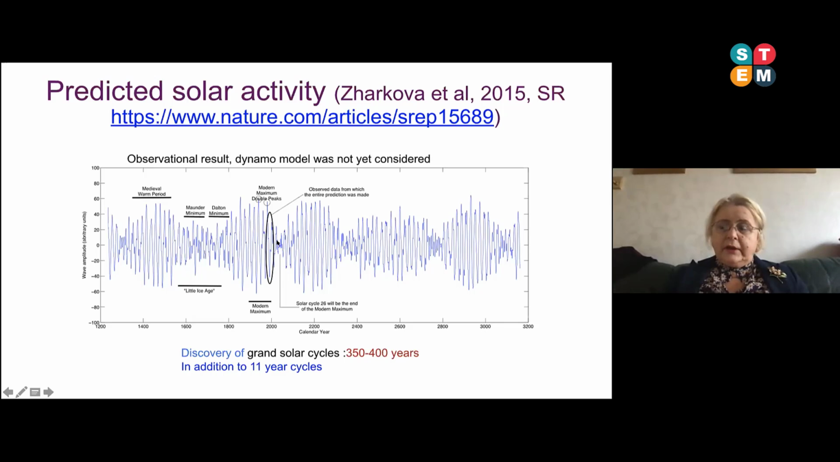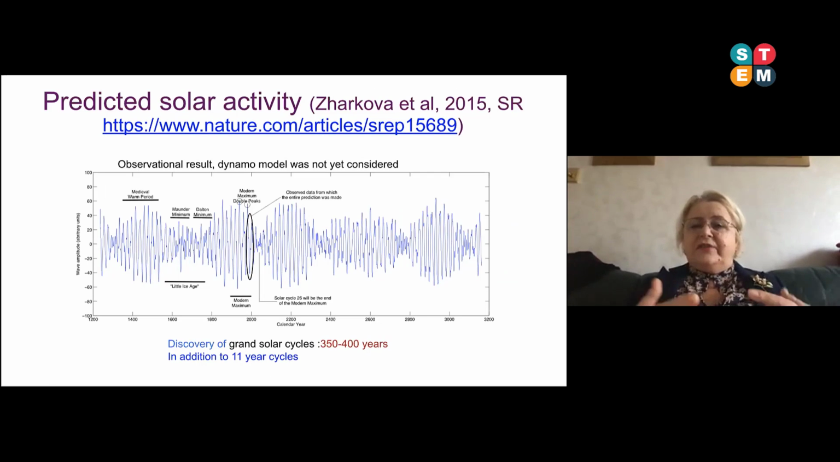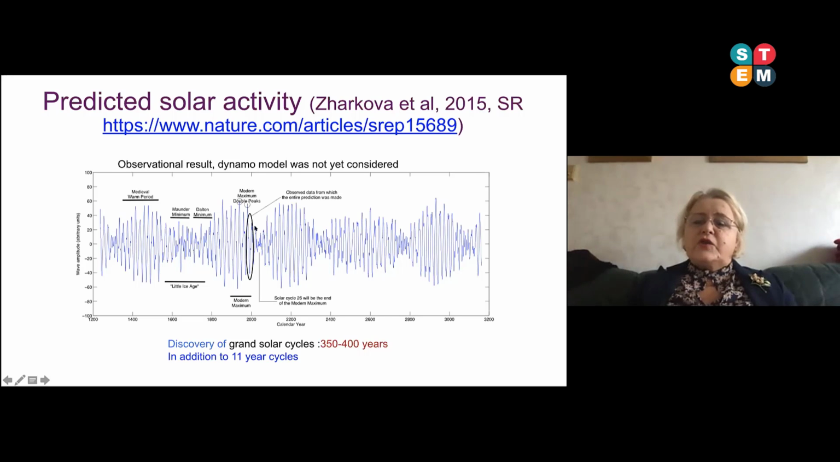What turned out, absolutely surprisingly, is that indeed we are approaching the minimum, but it is not a unique minimum. It turned out that we had a previous similar minimum, which was the Maunder minimum, and before this another minimum, which is the Oort minimum, and we will have another few minima every 350 or 400 years. So there is a grand solar cycle which is defined by the interference of these two waves, two magnetic waves, defined by the sources in different layers of magnetic field, different layers inside the sun. And these grand solar cycles, every time they end up with grand solar minima.